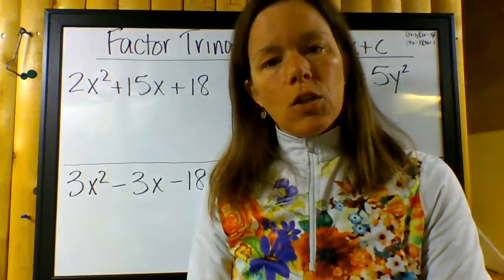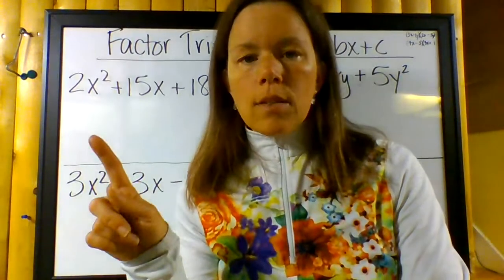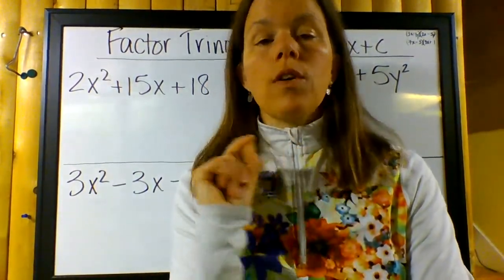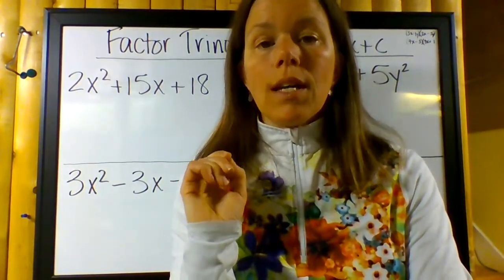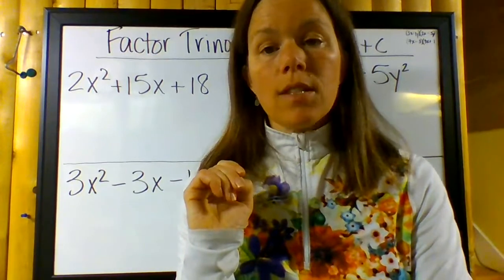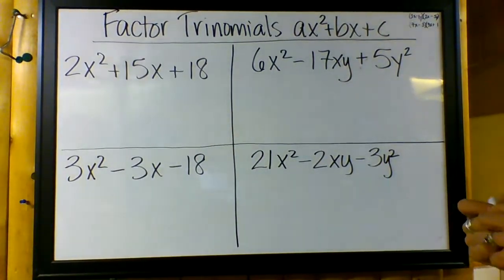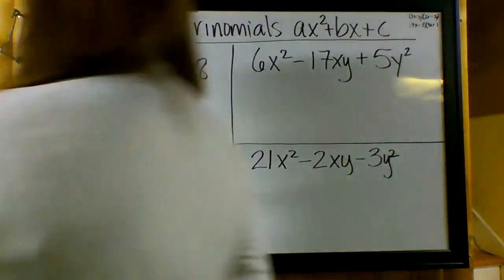We're specifically going to look at examples today where one of the two end numbers, either the leading coefficient at the very beginning or the end number, which is the constant, the plain old number, is prime. Okay, so let's take a look at that if they are prime. So I've got 4 examples on the board. Let's start on the right here.